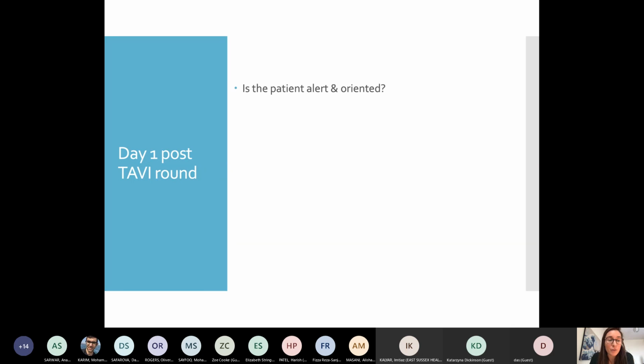What sort of things do we look for day one after a TAVI? Are they alert and orientated? They've not had a stroke or had low blood pressure during the procedure. How's the groin? If you've got bleeding that you can see at the groin, it's all very easy. You can put pressure on that and see how it goes.